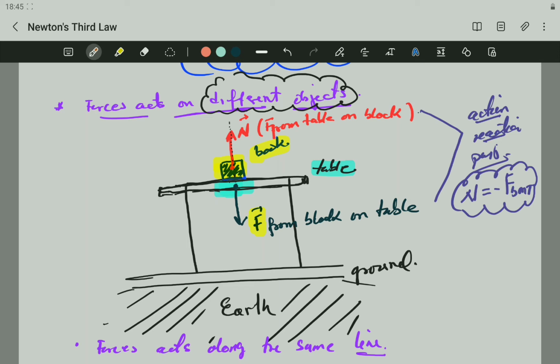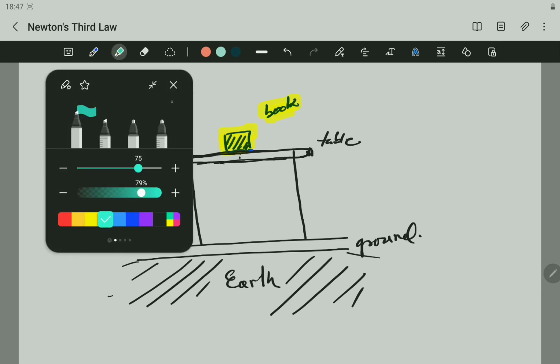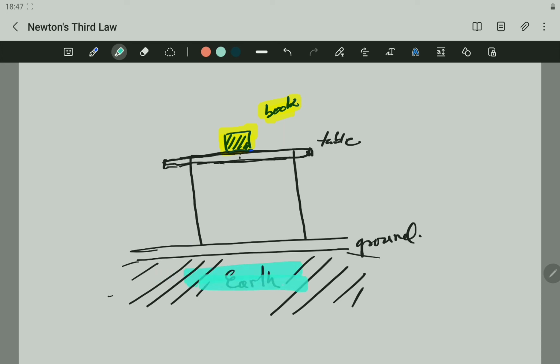Okay, so let's see the same example now, but let's take another action-reaction pair. Alright, the same situation, but now the objects are going to be the block. The block is going to be the first object, and the second object is going to be the earth, for example. So the table is in between, but is not part of our system. It's not what we selected.